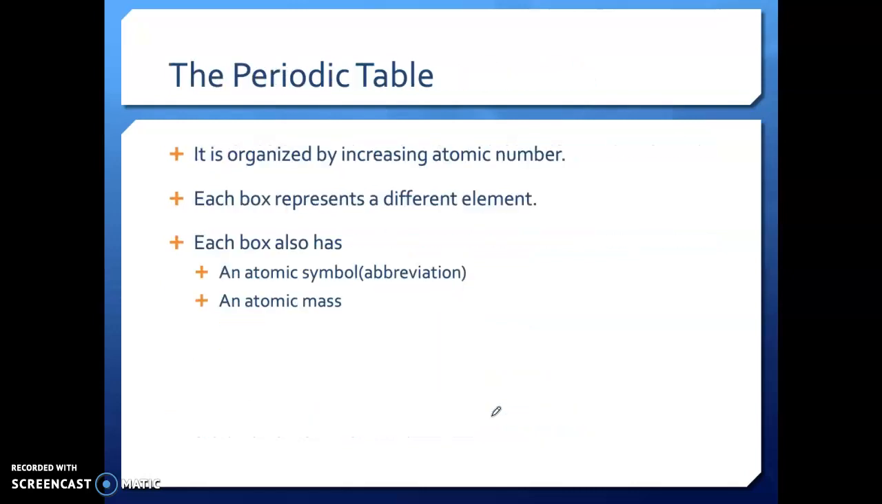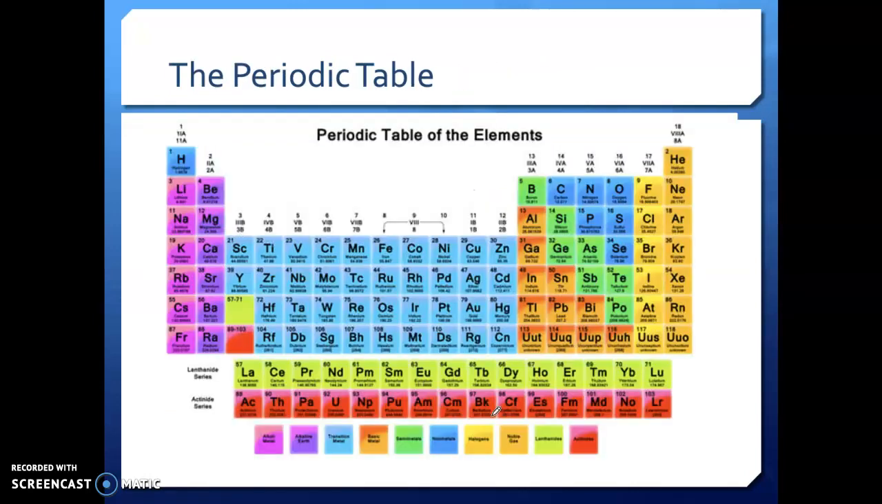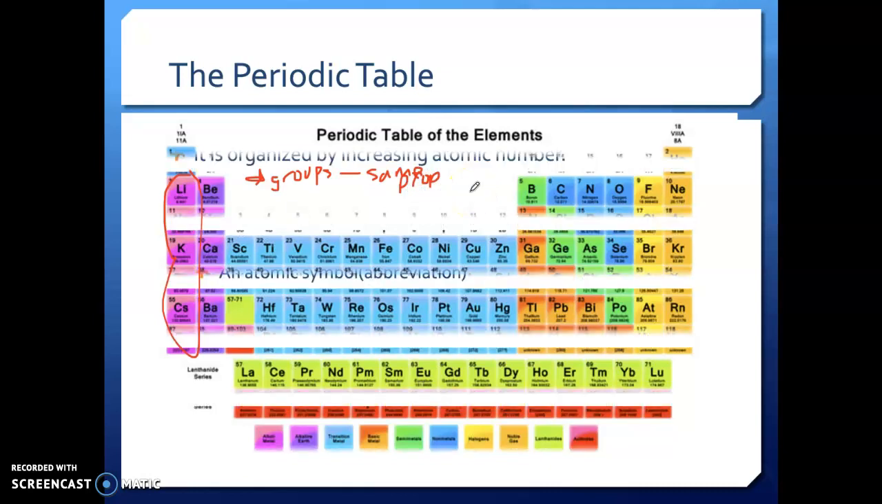And the reason why is because elements in a group, so all these elements right here, have similar properties. So you should add that to your notes: groups have the same properties. Okay, same properties. That's the biggest thing there.